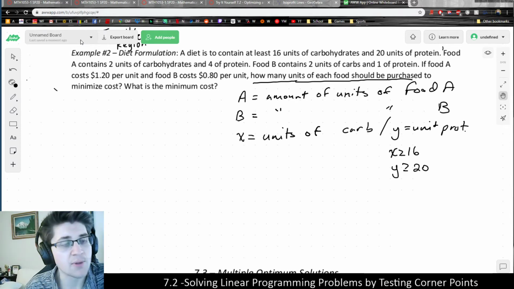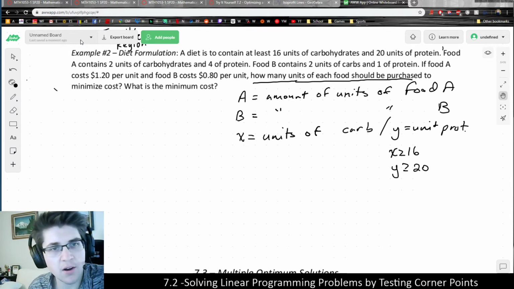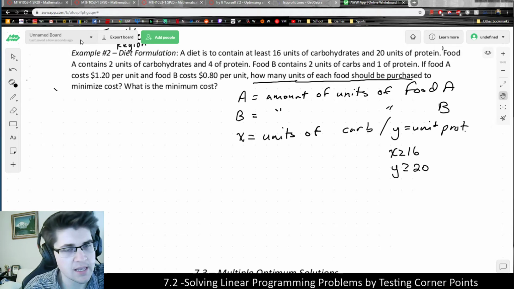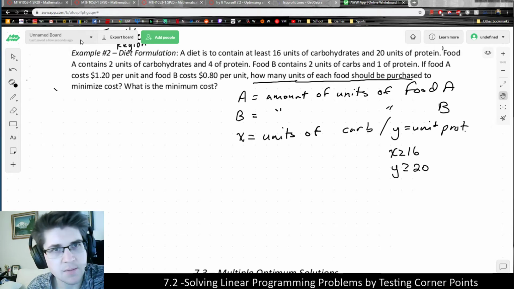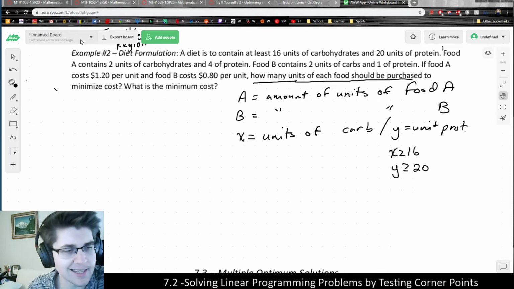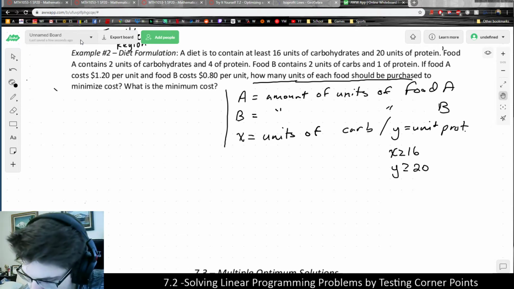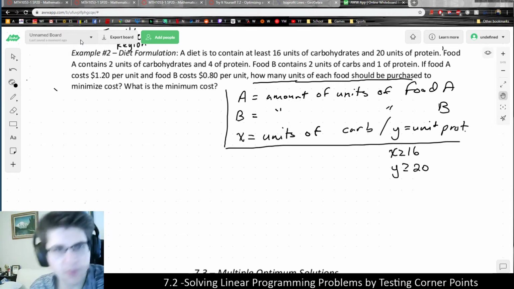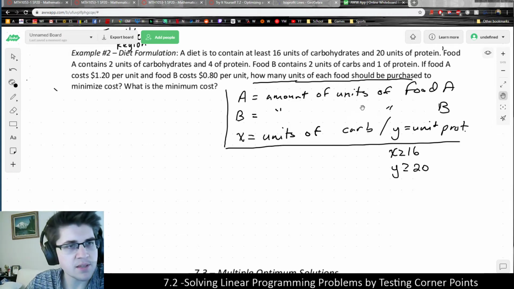As the original first statement says, the amount of carbs in our diet has to be at least 16, and the amount of protein has to be at least 20. And at least always implies that it could be exactly 16 and 20. That is totally fine. Those would be all the variables that I could think of to start with.